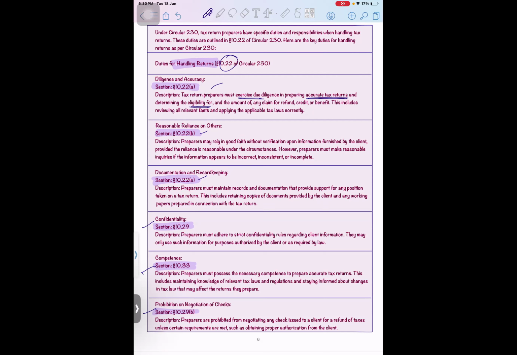Even though, let's say, they don't have any profit or anything, if they have mentioned a huge amount of assets, a huge amount of liabilities, or a huge amount of information, what you are going to do is check it through the source documents. See what is mentioned here: the preparer may rely in good faith, without verification, upon information furnished by the client. He can rely on that information provided the reliance is reasonable.